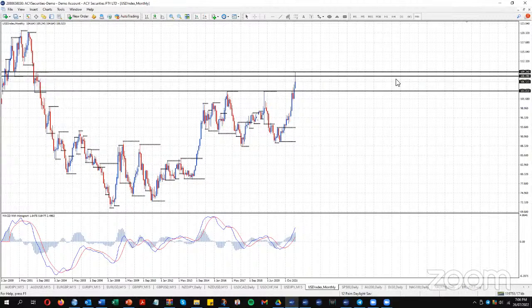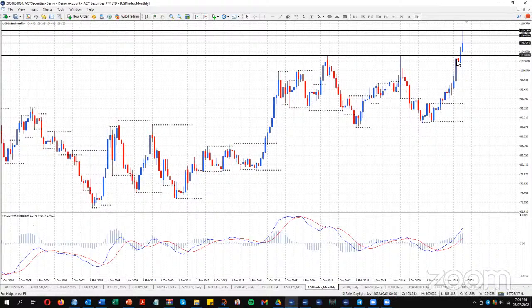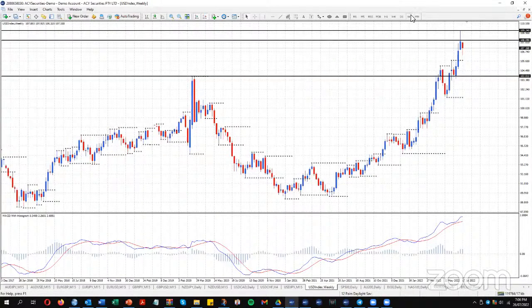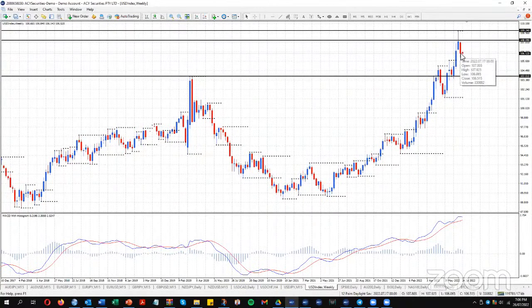But the trends aren't changing on the highest time frames. Monthly trend is up, but we're having some selling pressure from that area. The weekly trend, we just had a week down. That's all. Maybe when we get the interest rate decision, US dollar strength comes back in and we push up to retest those levels.